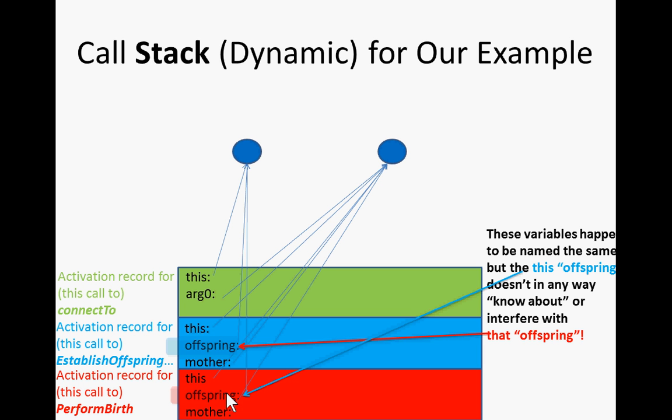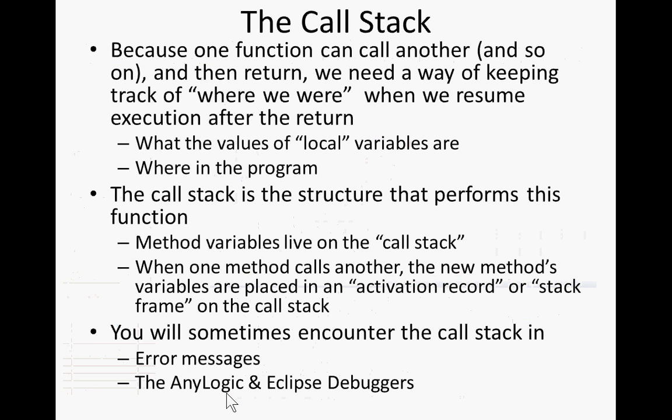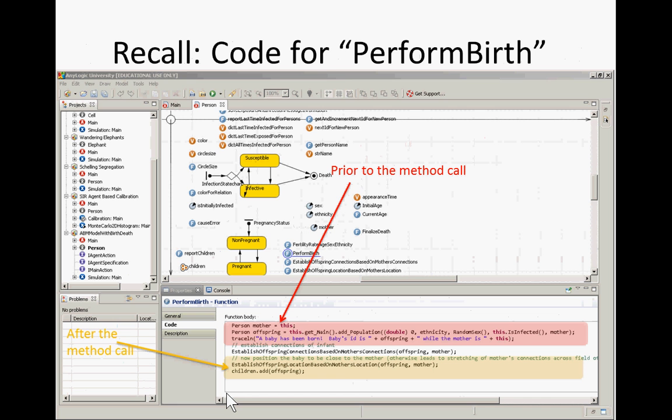Perform birth. Where is it? Here it is. Here's perform birth. There's something called mother here, right? When I called establish offspring connection based on mother's connections, there's actually a variable, one of the parameters, called mother. Okay? But it's a different one. Here we have this mother inside perform birth. But we then call establish offspring connection.